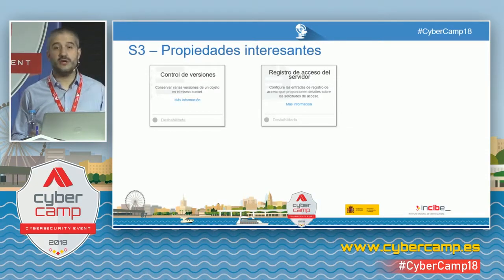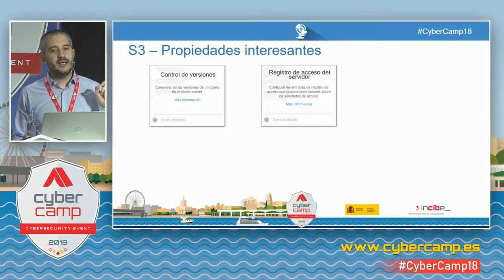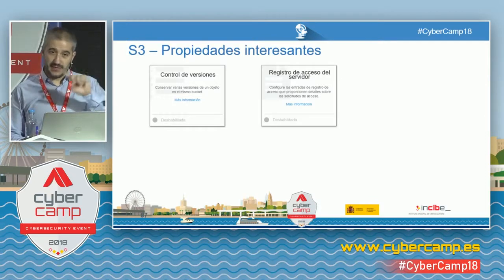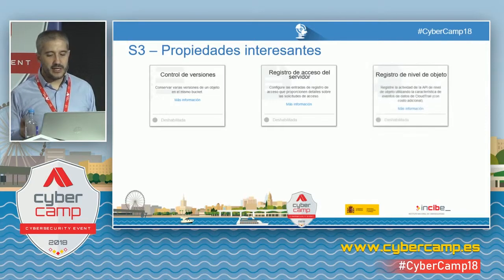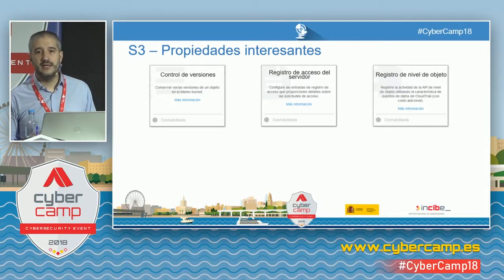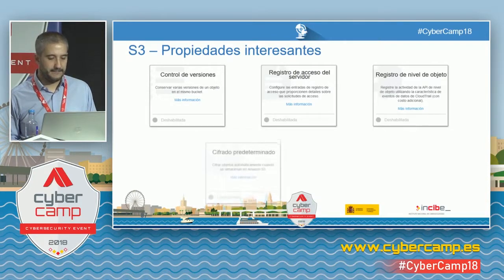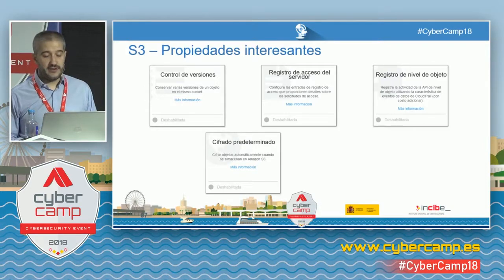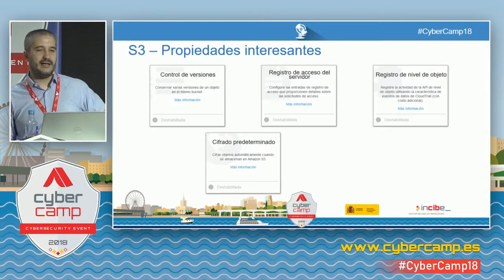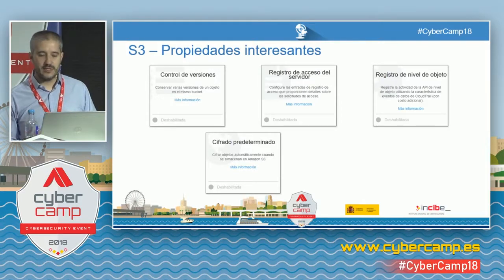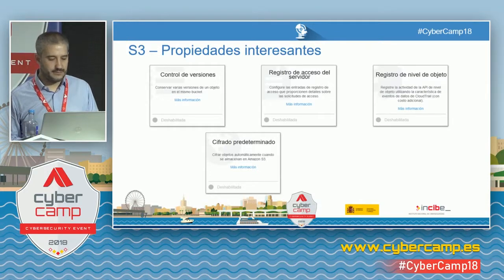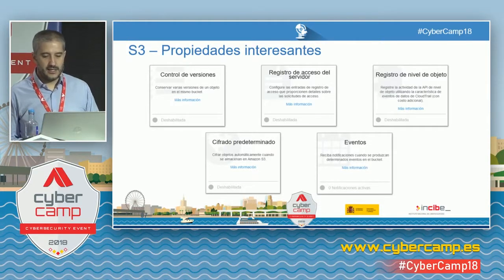So here it says server. Well, really, what we can activate is the access to the bucket, meaning that every access will be recorded. And then we can also do the same thing, but at the level of objects. We can save logs every time somebody touches a bucket, or every time somebody touches an object. With predetermined encryption, any file that goes into the bucket will automatically be encrypted.